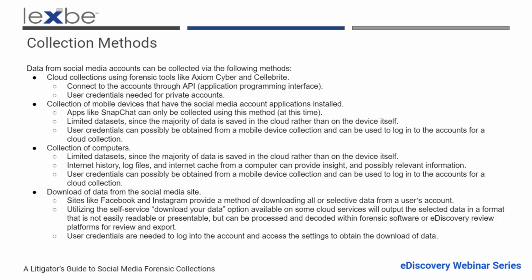Then another method would be collecting the data from mobile devices that have had those social media applications installed. And like I said earlier, for apps like Snapchat, that's the only way that you can collect Snapchat data at this time. And hopefully these forensic tools are working towards a method to be able to collect that data using an API like we do for Facebook or Instagram. And this is more of a limited data set collecting from the phone because, like I said, most of the data is saved on the cloud.